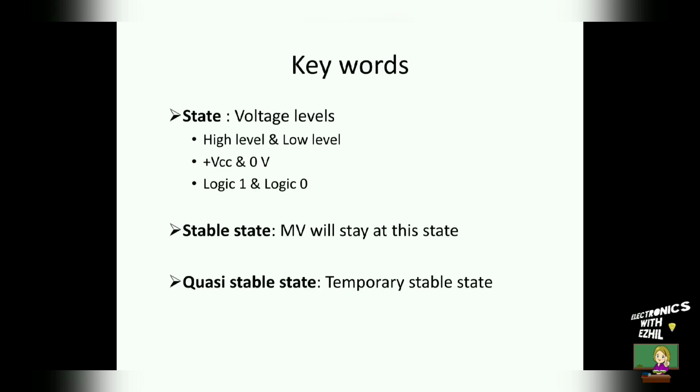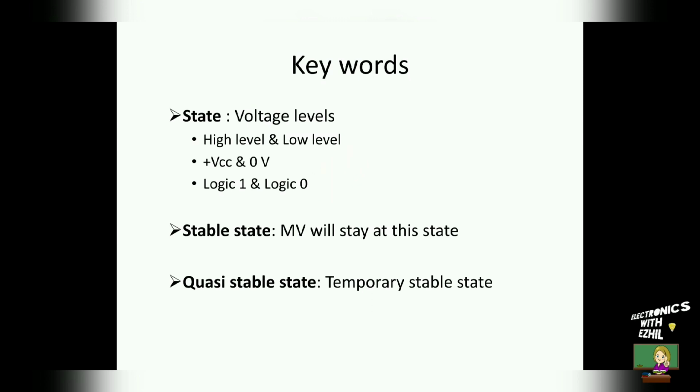Before going into the topic, let me introduce the most important keywords of the multivibrators. They are state, stable state and quasi-stable state. State is actually voltage levels. They are high level and low level. High level means plus VCC, which is 12 volt for transistorized electronic circuits, and low level is 0 volt. In either way, it can be called as logic 1 and logic 0 in terms of digital electronics.